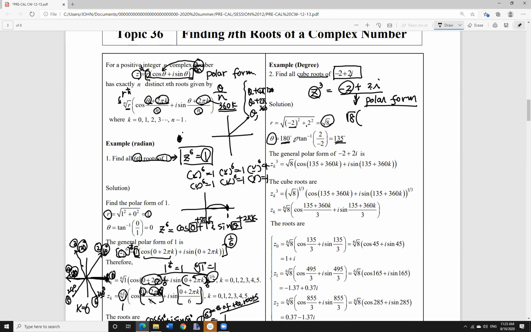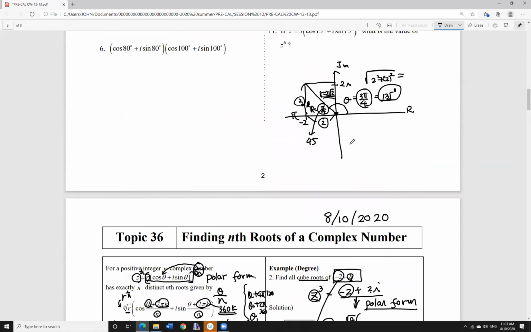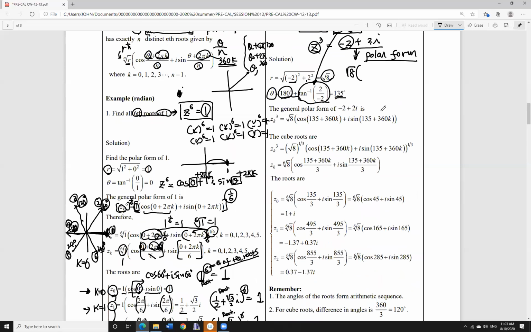You can use this formula too: in the third and fourth quadrants you always have to add. So 2 over negative 2, that's the right formula. If you memorize this one, it's okay too, but you don't have to memorize, you can figure it out from the circle over here. We know the first angle is 135. This is the initial angle we set, our starting angle.